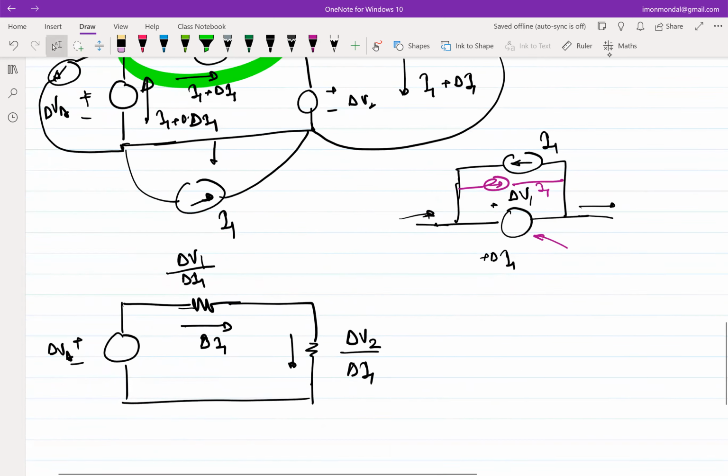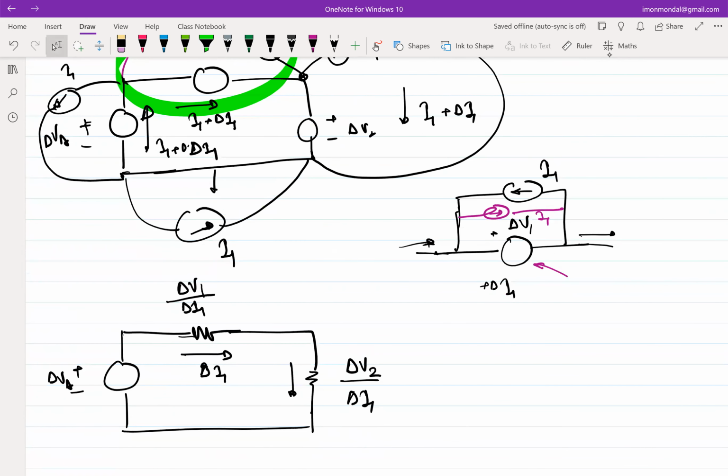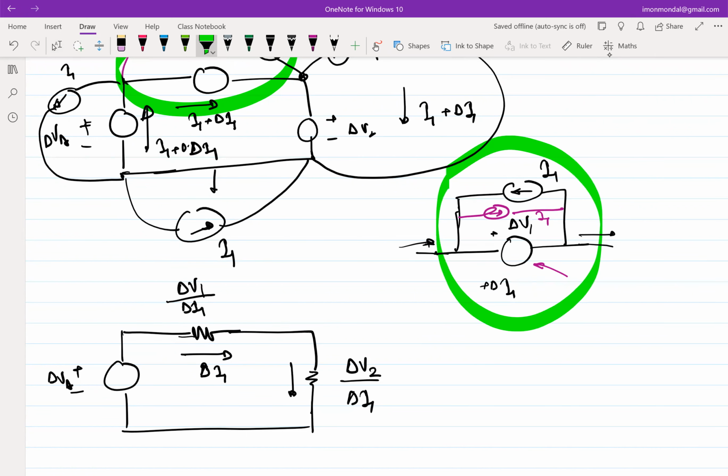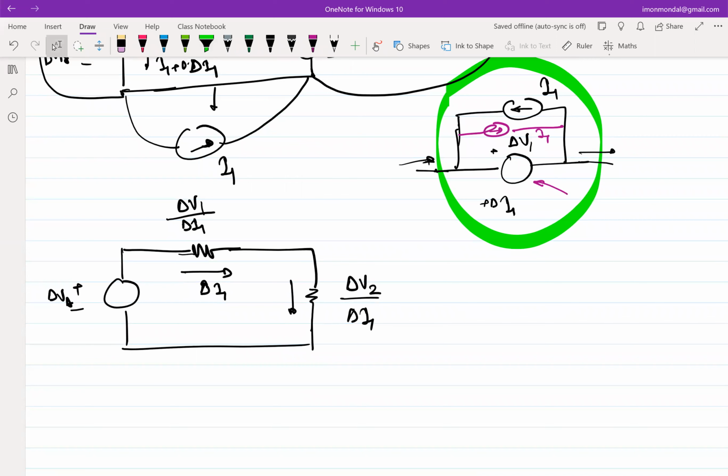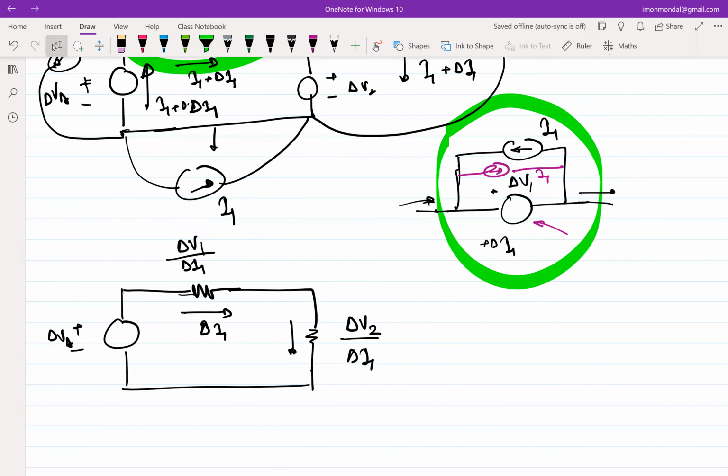It is a thought experiment to show that if this stuff that you are seeing is a black box, for the rest of the circuit it really doesn't matter what is happening. By this argument, I am trying to show that you can replace this. Once you are in this incremental domain, where you have delta V across the element and delta I flowing through it, you can replace that element with its incremental equivalent, which is delta V over delta I.